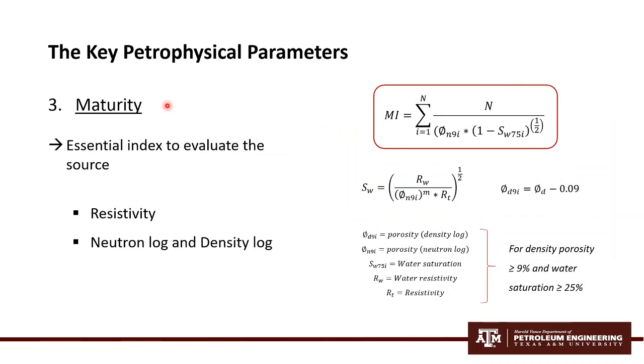Now I present maturity. The maturity is an essential index to evaluate the source. It can be obtained using well logs, specifically with resistivity and the combination methods of neutron logs and density logs. The formula of maturity is the one displayed here, and this is only effective for a layer of gas with a density porosity greater than 9% and a water saturation greater than 25%.